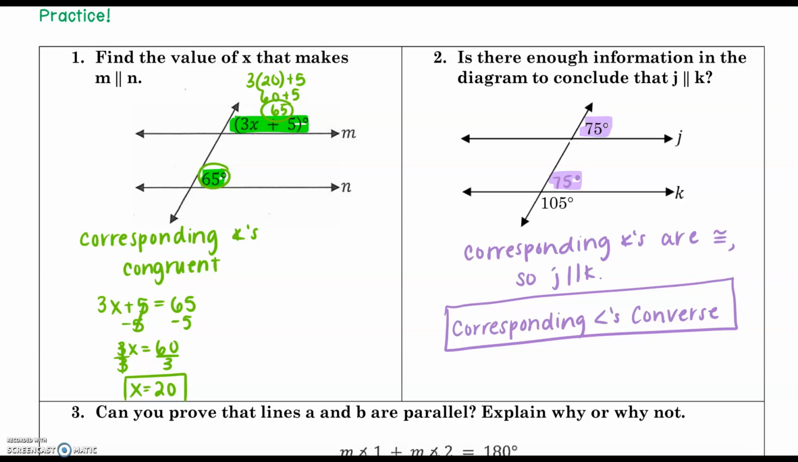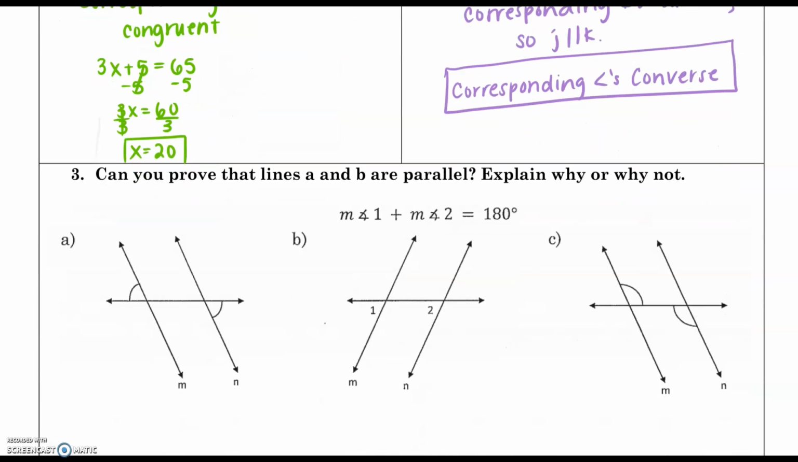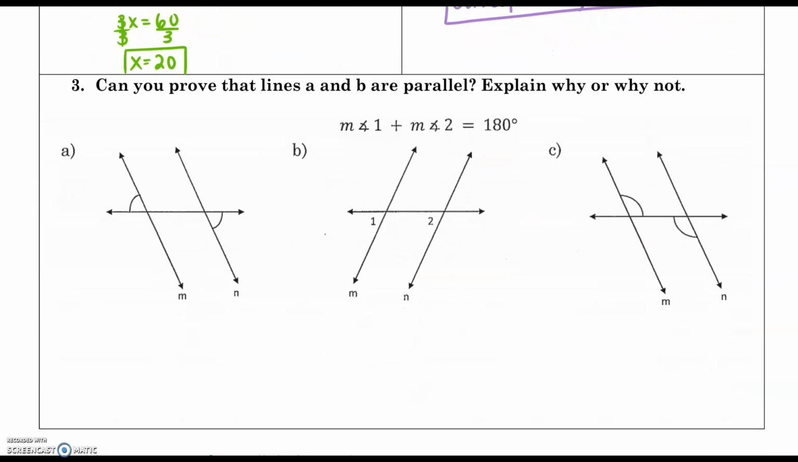So yes, J is parallel to K because of our corresponding angles converse. Our corresponding angles are congruent, so we know our lines are parallel. I want you to pause the video and try number 3 on your own.